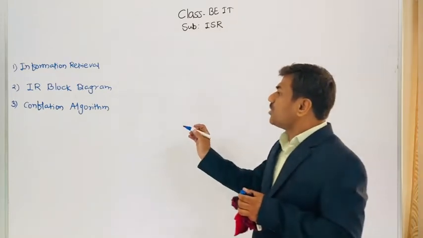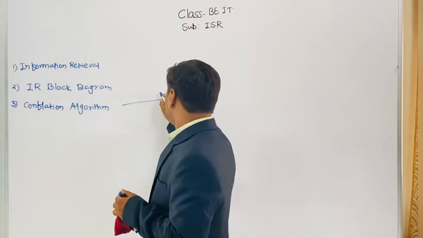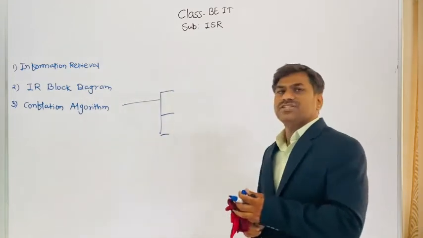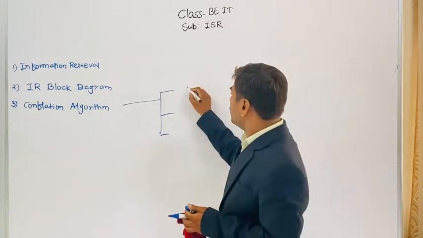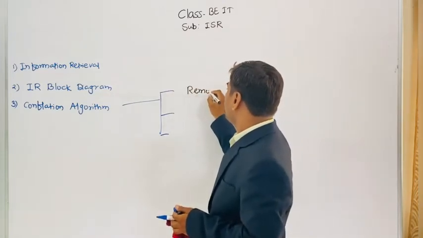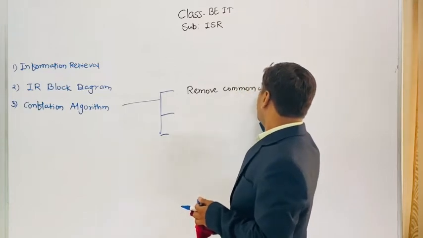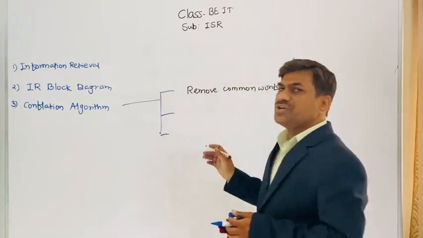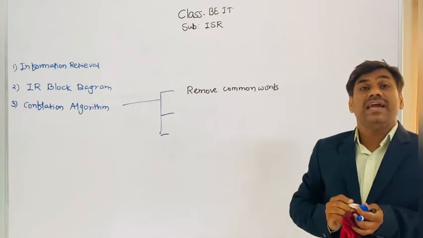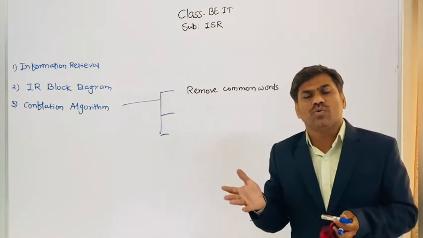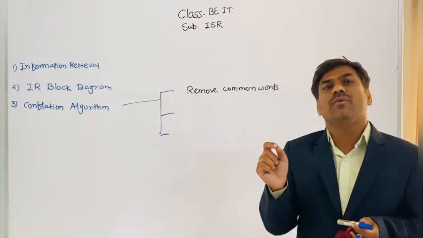There are 3 steps of this conflation algorithm. The very first step is remove common words. Now, which are the common words? A, and, the, this, that, shall, will, and many more. Likewise, the full stop is also a common word. Parenthesis is a common word. Semicolon is a common word.